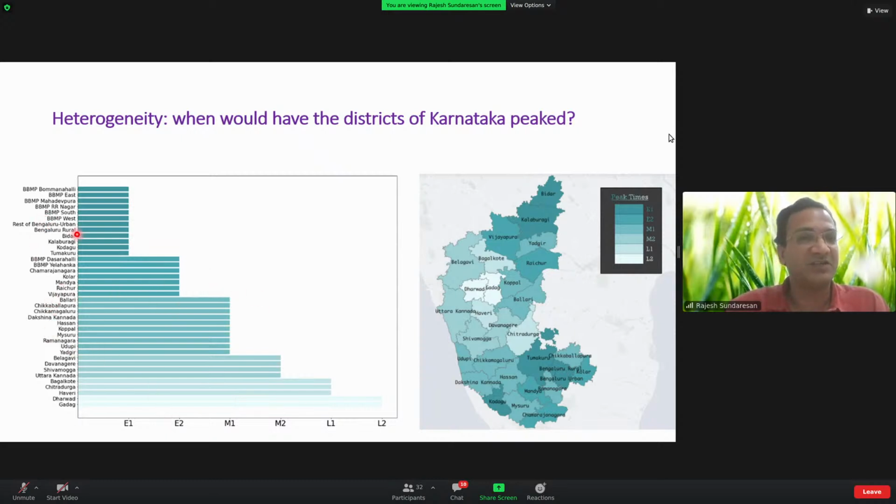These districts from Ballari all the way to about Uttara Kannada would have peaked in June, and then these few districts would have peaked in July. So as you can see, there is a significant variation in the level of infection in April when we started these simulations. So there's significant heterogeneity, and that suggests that we might want to think about appropriate strategies to cover these districts given the limited amount of vaccinations that we have.